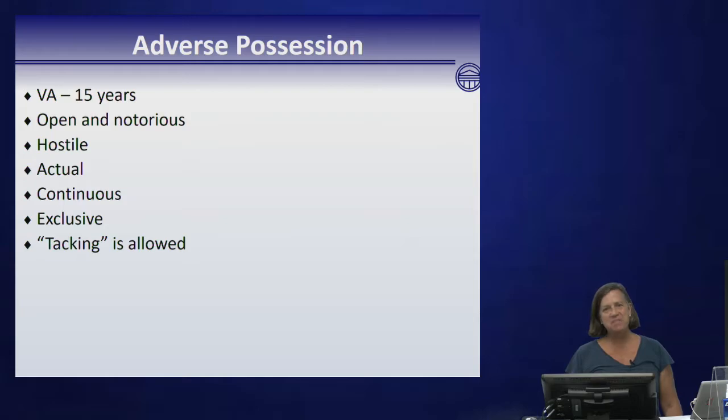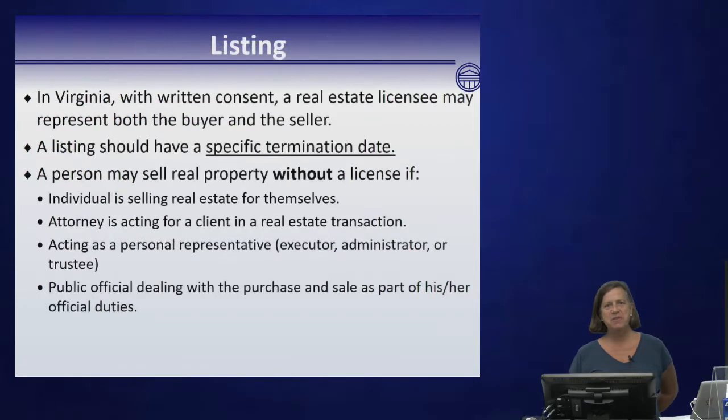Tacking is allowed, and all that means is that you can add the time that you have possessed the property with perhaps a prior owner. So let's say that I adversely possess a strip of property for 10 years and then I deed my property to my son and he adversely possesses that same piece of property for 5 years. He can add my 10 years to his 5 years and that property is then his. All right, so let's move on.